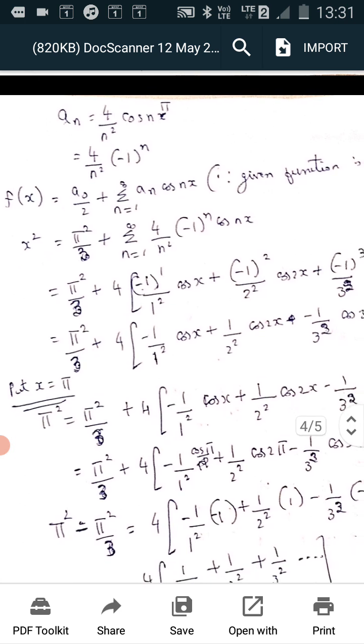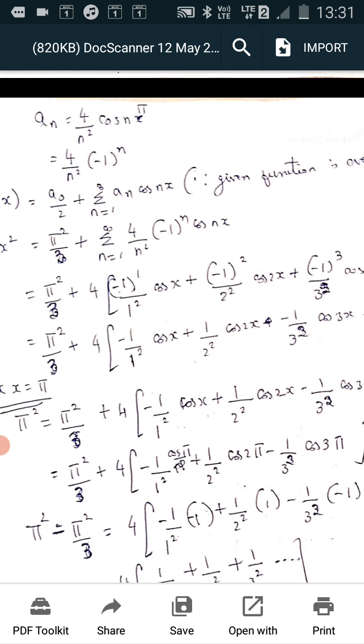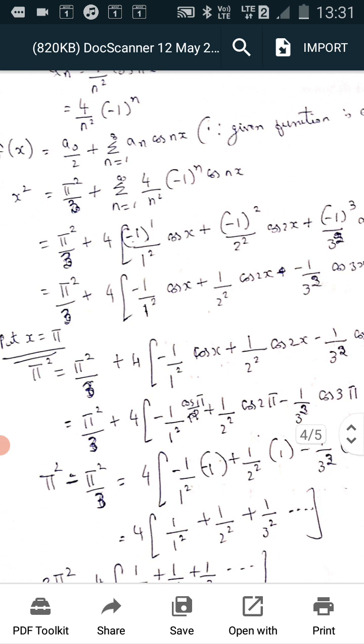In the Fourier series formula, I am substituting the values for a naught and a n. So I get pi square by 3, and the summation terms, n equal to 1, 2, 3 up to infinity, we have to add them: minus 1 whole power 1 by 1 square cos 1x plus minus 1 whole power 2 by 2 square cos 2x, etc. And to deduce the result for the two series, I have to substitute x equal to pi on both sides. So pi square equal to pi square by 3, and so on, like that I have substituted.